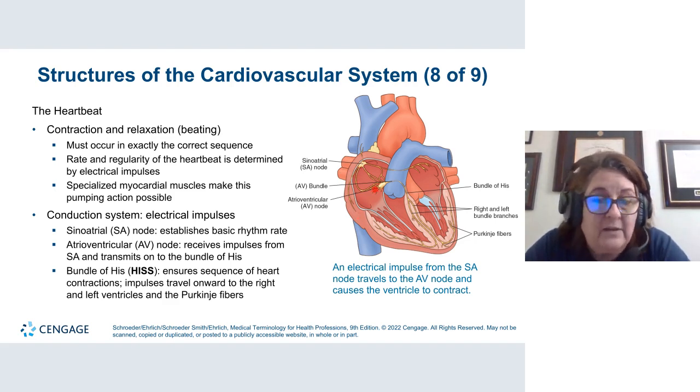It's called your AV node. How about that? It's because it's between your atrium and ventricle, right? Your AV node is your backup pacemaker. It's going to give a little bit slower heart rate, about 40 to 60.